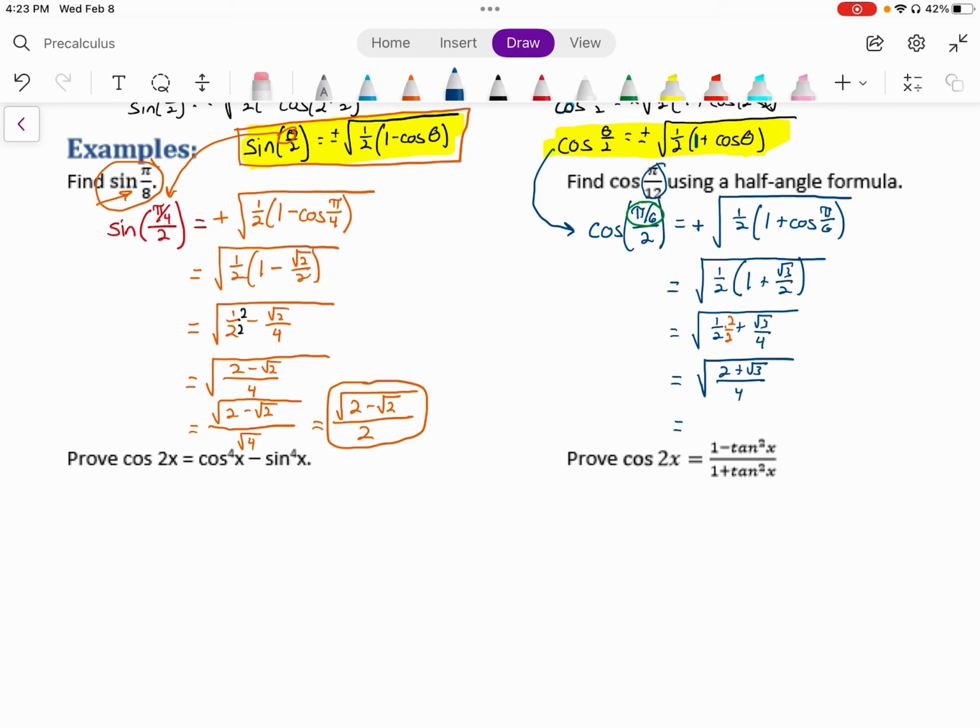We can break that up. So that whole fraction's in the square root. Make sure you write it so it looks that way. You can do the square root at the top, 2 plus root 3 over the square root of the bottom, which you probably don't need to write that step, but there it is anyway. So 2 plus root 3 over 2. And once again, you can check that answer by plugging in cosine of pi over 12 in your calculator, making sure it's in radians, and then also plugging in the answer we got here.